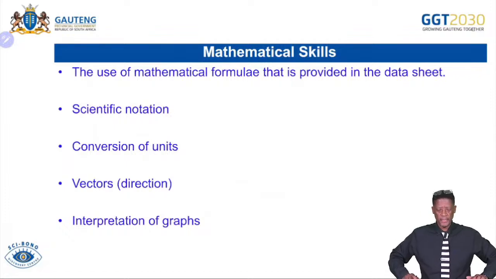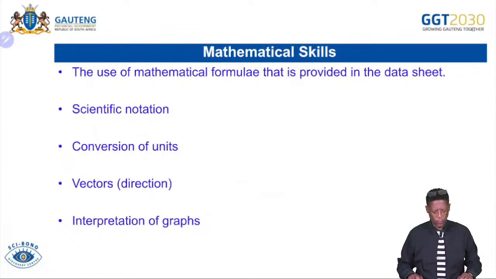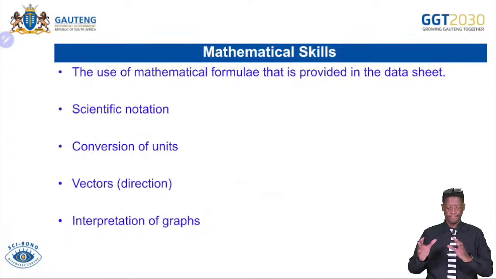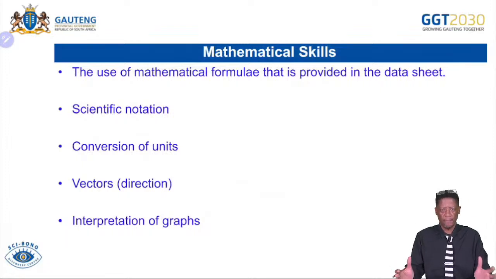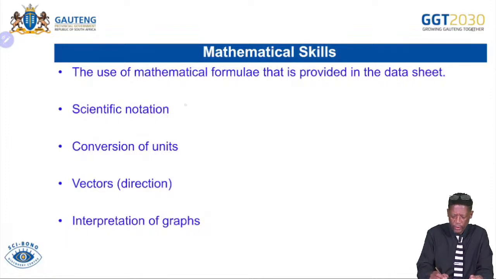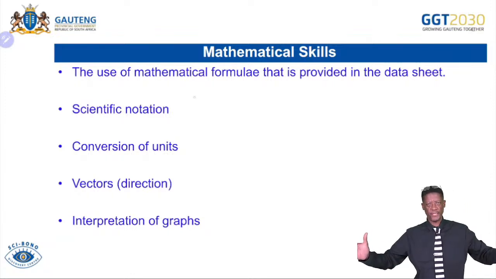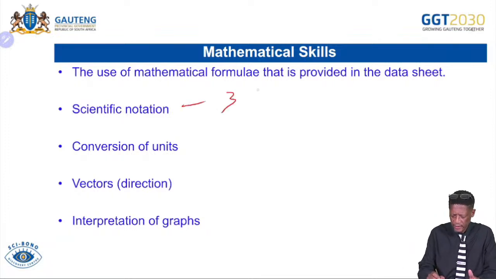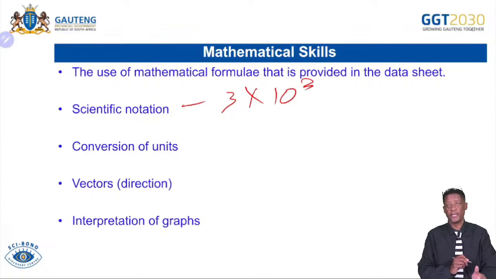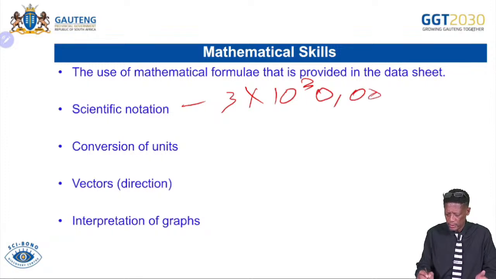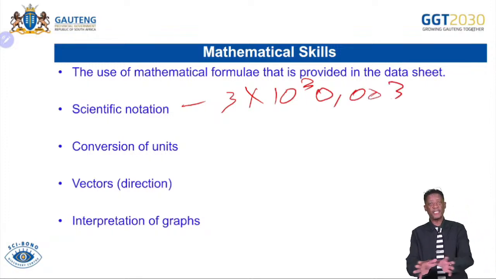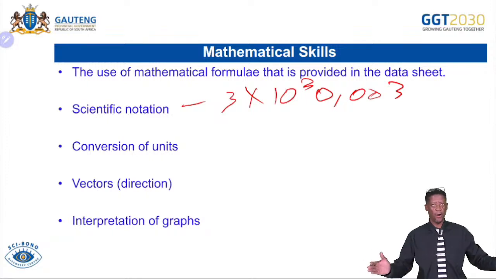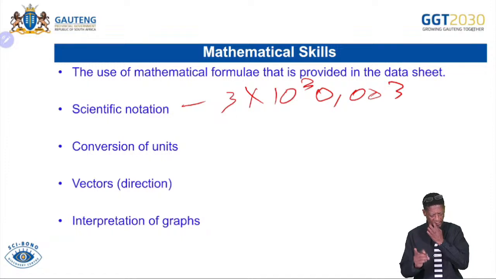The mathematical skills. We know for a fact that when we are dealing with scientific numbers, we need to use scientific notation. So it's very important that if you've got bigger numbers, you convert them to smaller numbers using scientific notation. It can be 3 times 10 exponent 3. That is scientific notation. This is from 0,03, right? This is your scientific notation. So you can expand or squeeze your numbers using scientific notation.